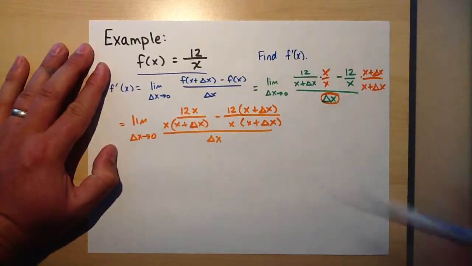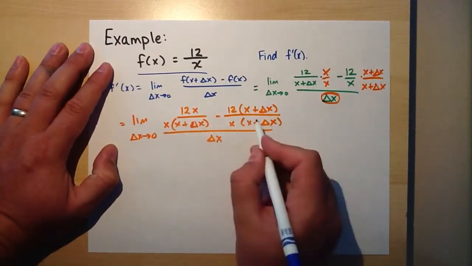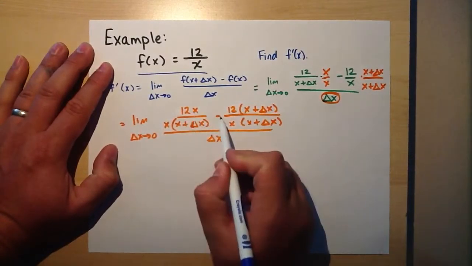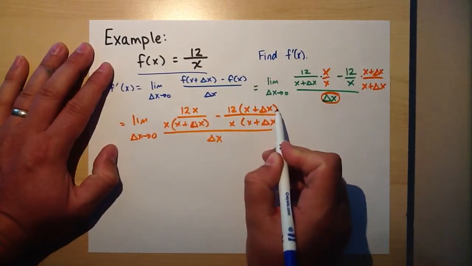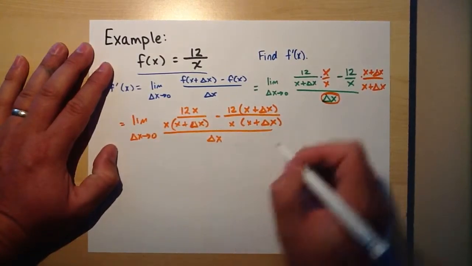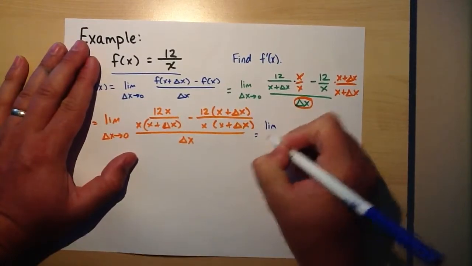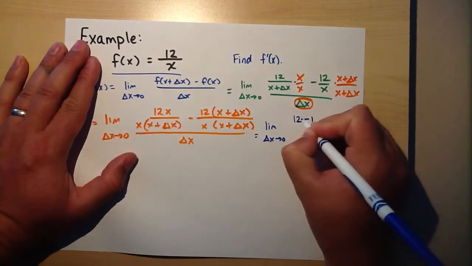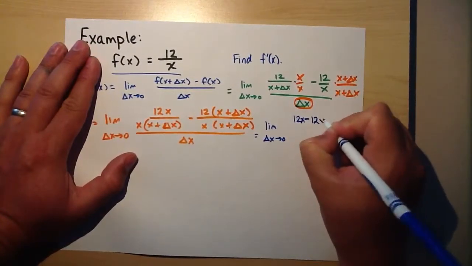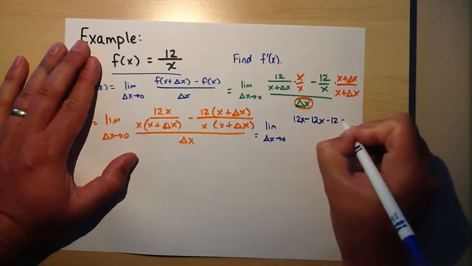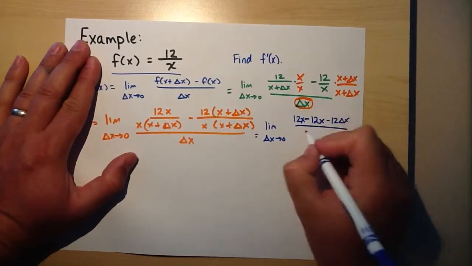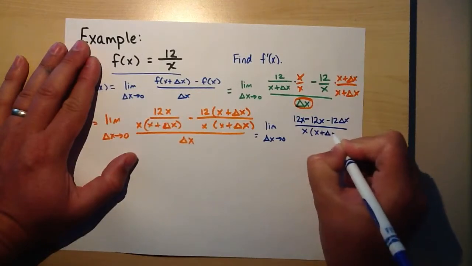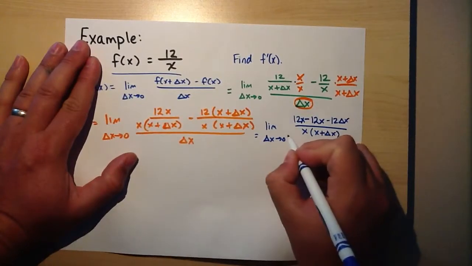So, we now have a common denominator. We're going to combine this into one fraction up top. Remember to distribute that negative to everything inside the parentheses here. Okay, so the limit as delta x approaches 0 of 12x minus 12x minus 12 delta x all over, don't distribute here, just leave the denominator ugly. It's okay to leave it ugly.